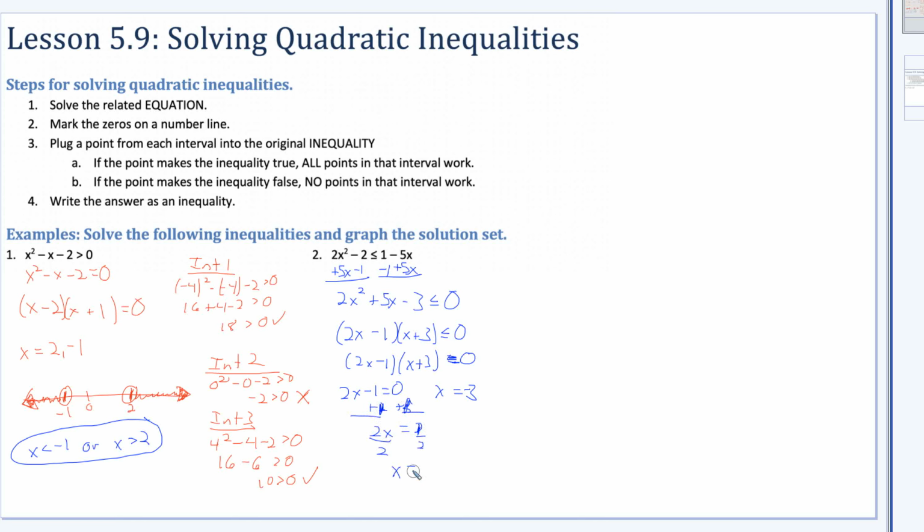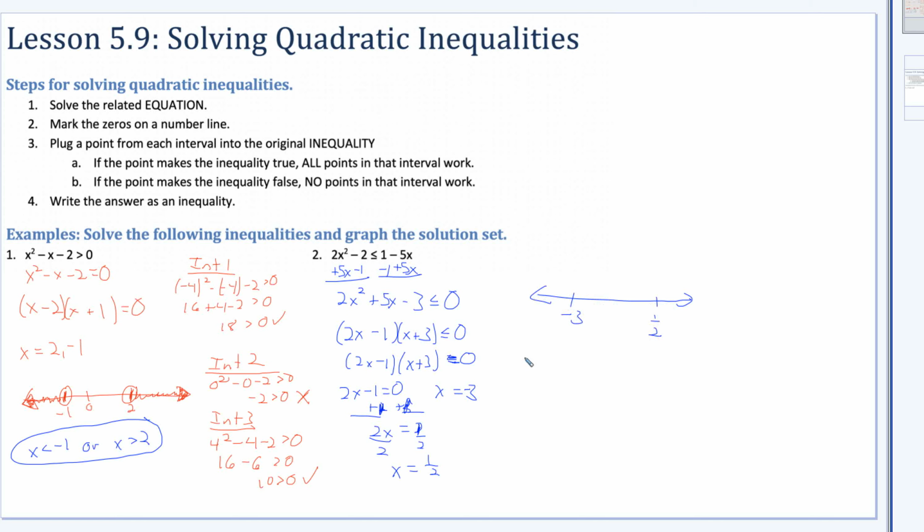So x equals 1/2. And now we'll put this on a number line. We have our two solutions that we got: negative 3 and then 1/2. And we would check our different intervals. We have an interval to the left of negative 3, an interval between negative 3 and 1/2, and an interval to the right of 1/2.